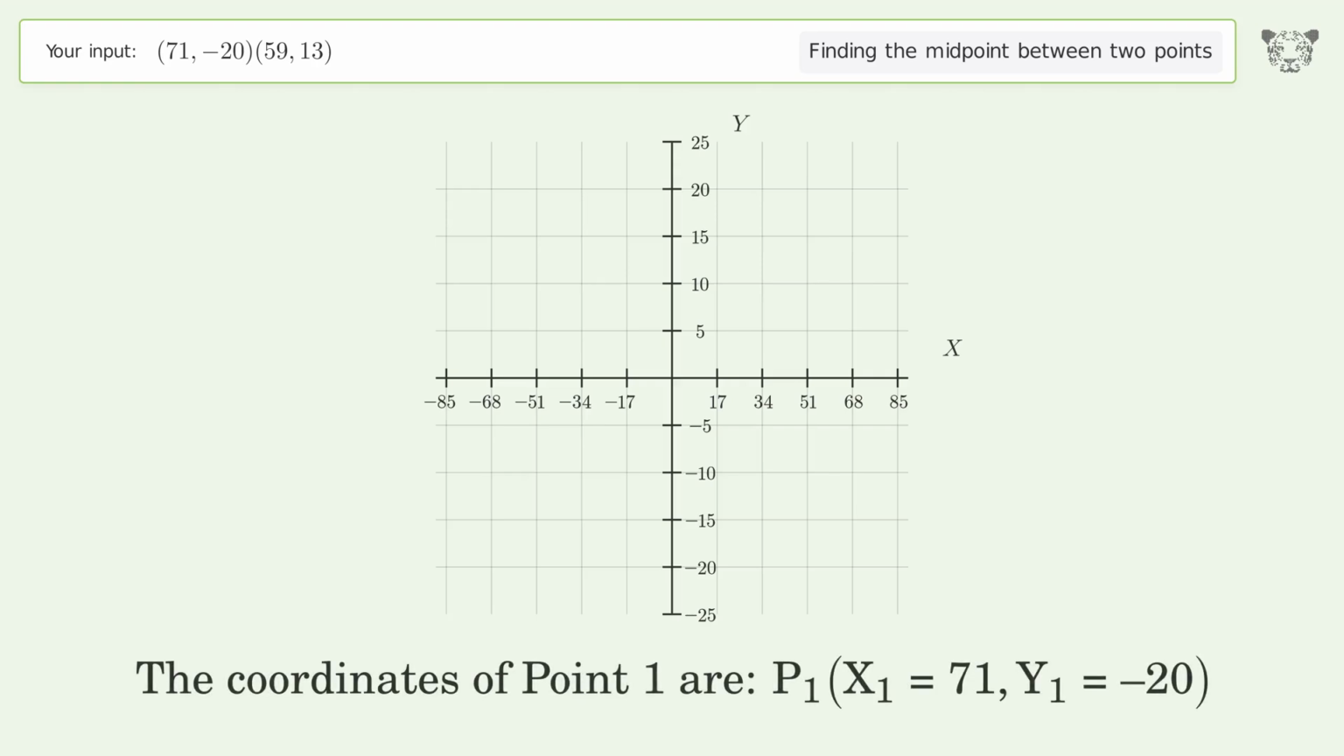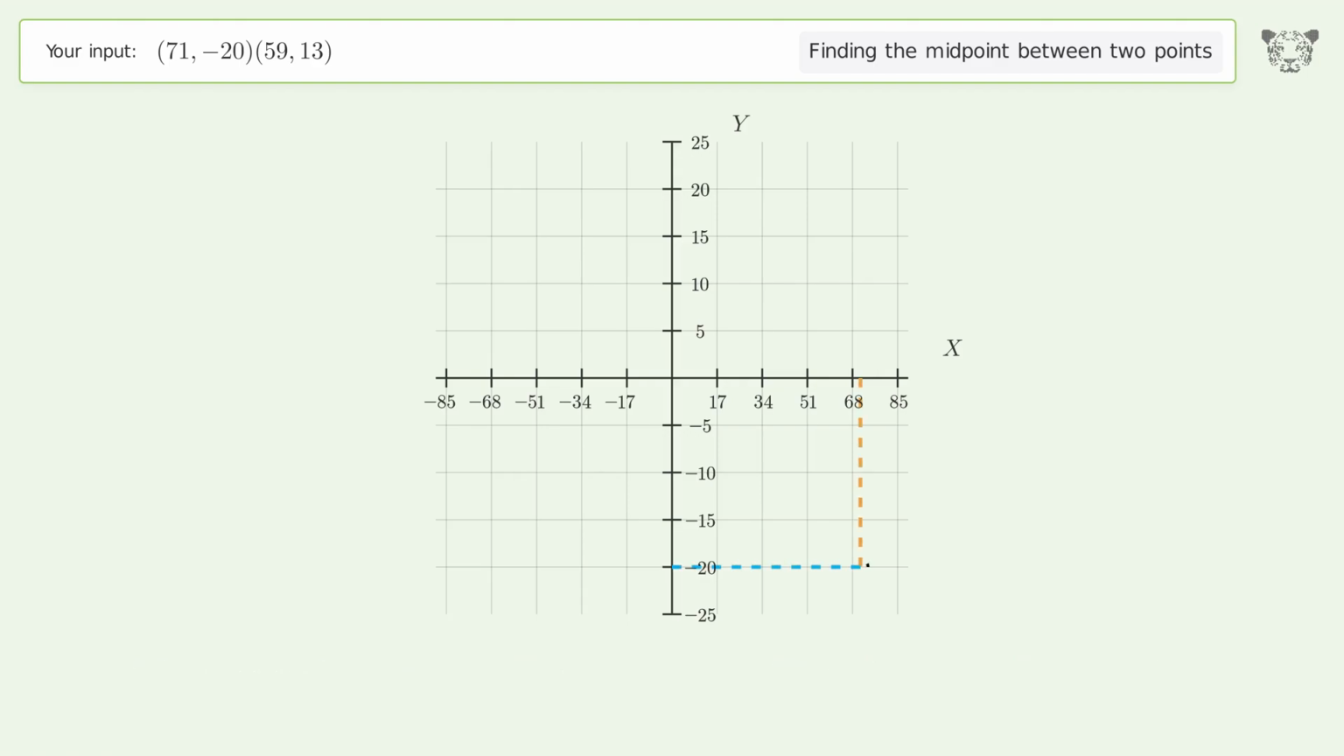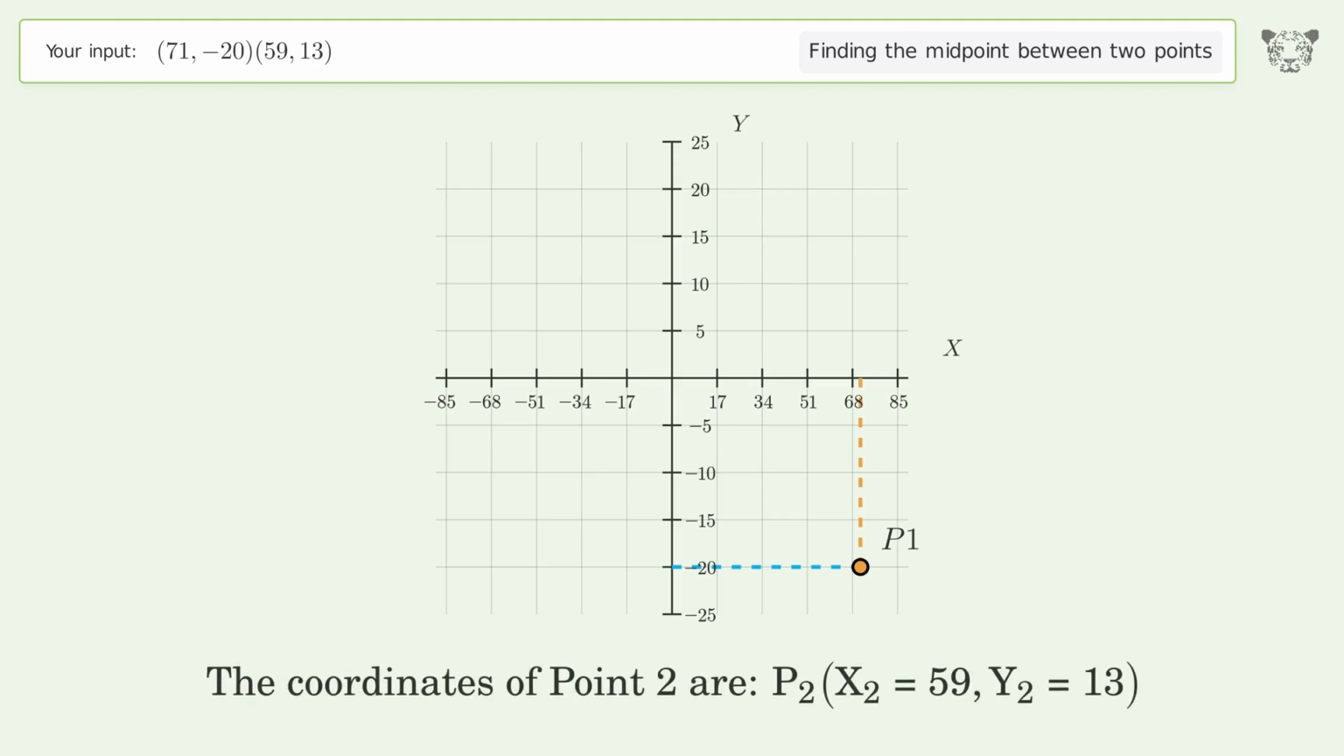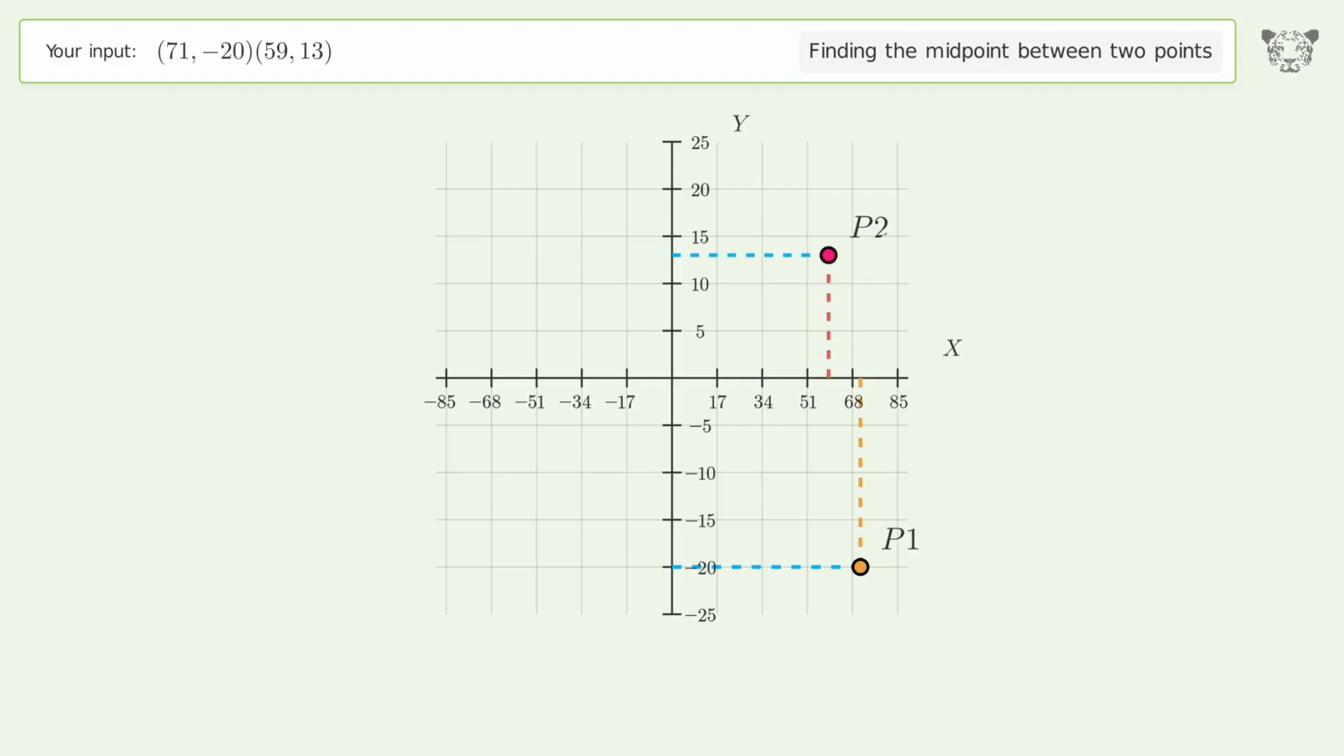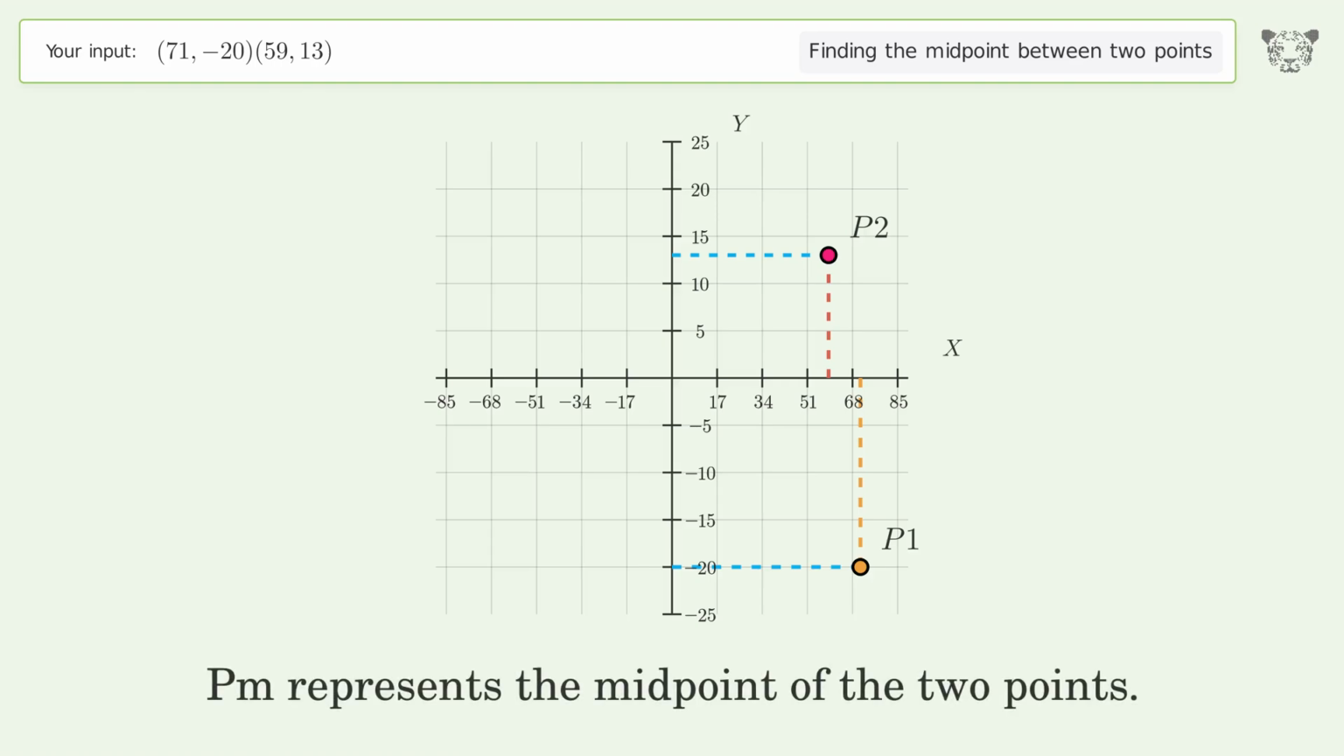The coordinates of point 1 are, x1 equals 71, y1 equals negative 20. The coordinates of point 2 are, x2 equals 59, y2 equals 13. PM represents the midpoint of the 2 points.